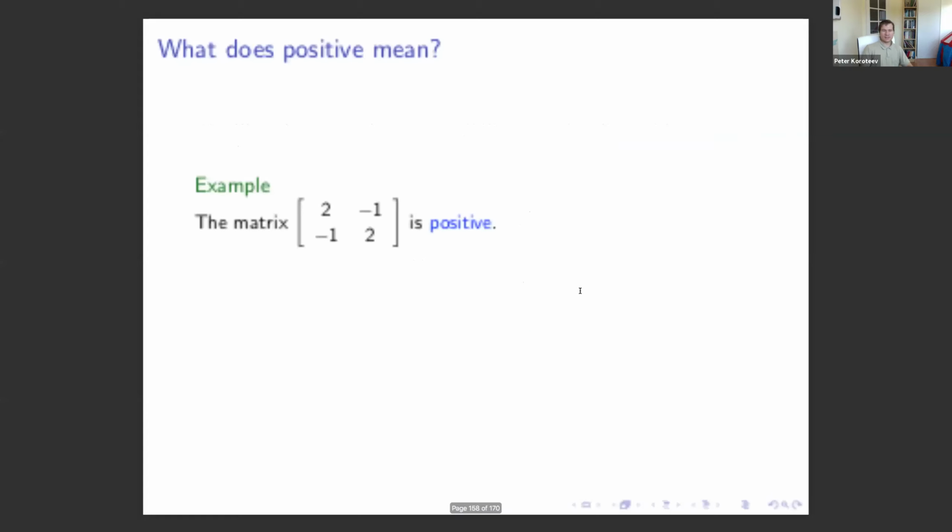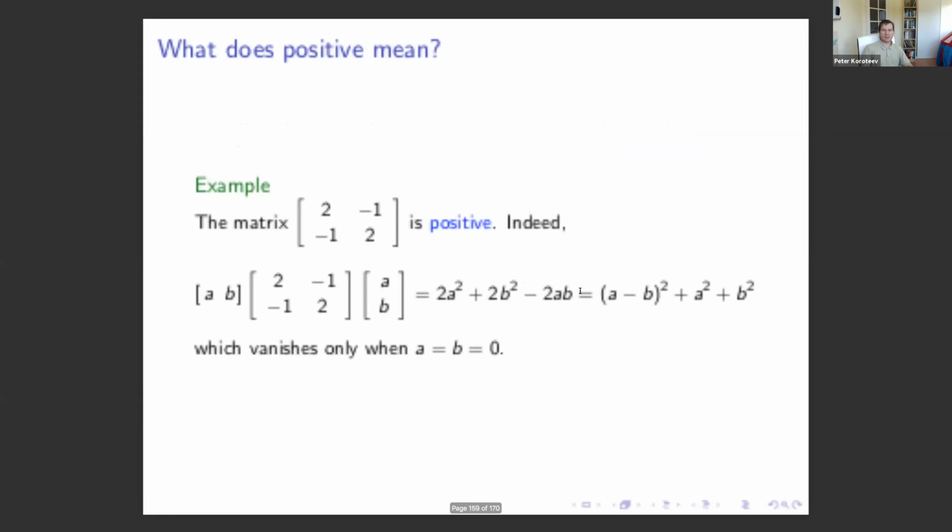So let's look at an example. This matrix is positive, right? If you take the row (A, B) multiplied by this matrix, multiplied by the column (A, B), it shows that it's equal to (A minus B) squared plus A squared plus B squared. So it's a sum of squares, and it's only 0 when A is equal to B is equal to 0. So this is positive.